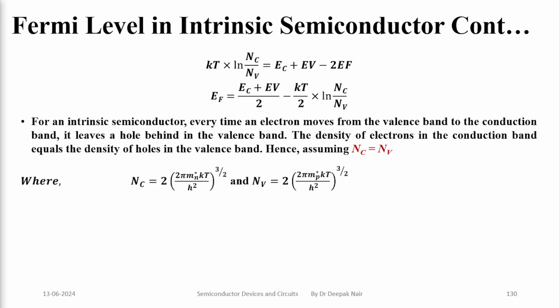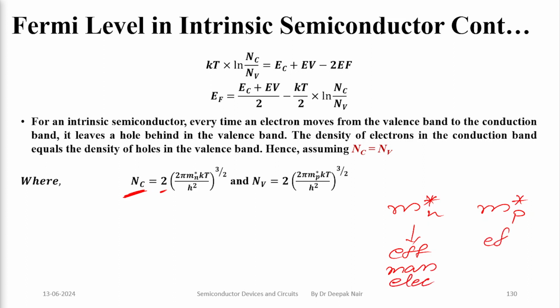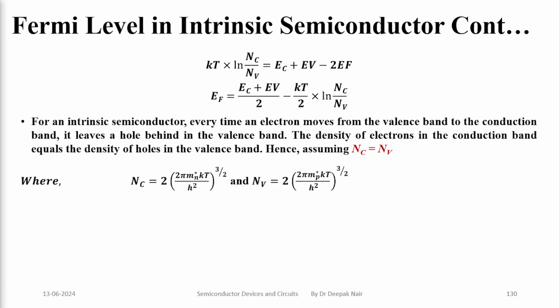Now, we can recreate this equation and say NC is given by 2 times (2 pi m star n kT by h squared) to the power 3/2. If you can recall what is m star n, and m star p, we have discussed these. These are the effective mass of electron and the effective mass of holes. We have discussed the role of effective mass in two or three lectures earlier to this lecture. So NC and NV are represented by these equations.